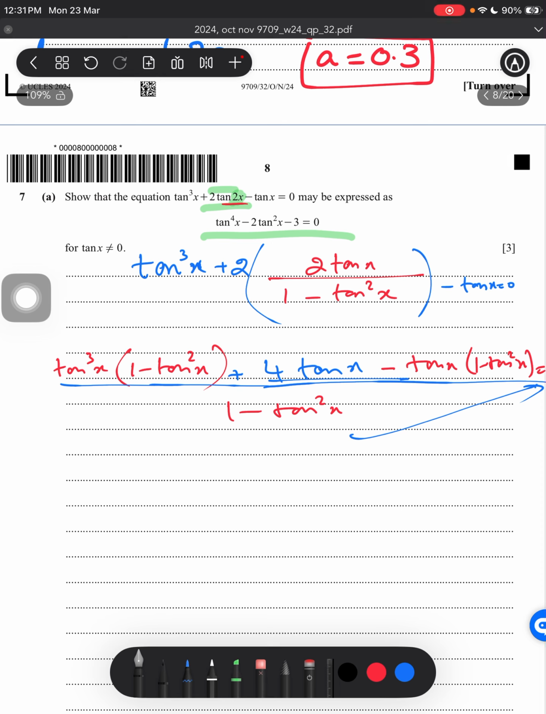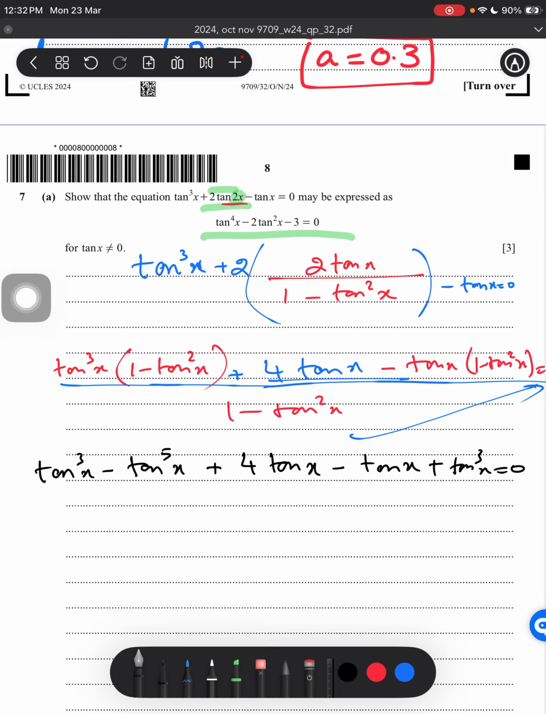So you'll have tan cube of x minus tan power 5 of x plus 4 tan x minus tan x plus, minus multiplied with this minus will give you plus, and you will have tan cube of x equals to 0.